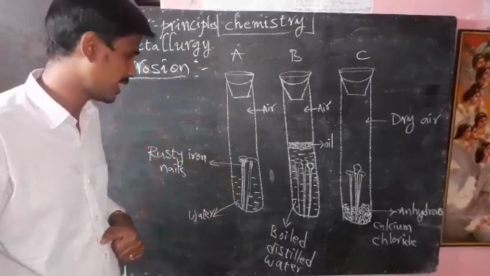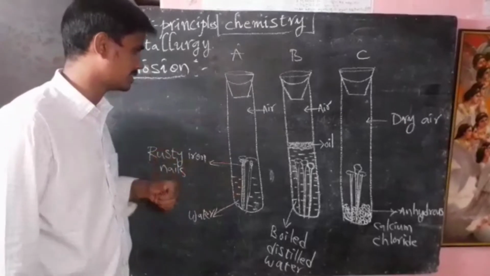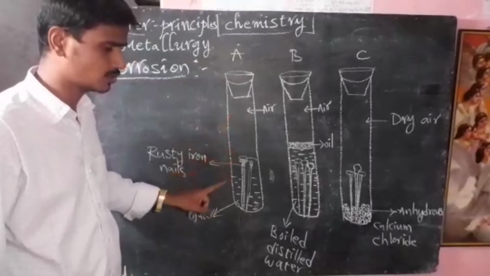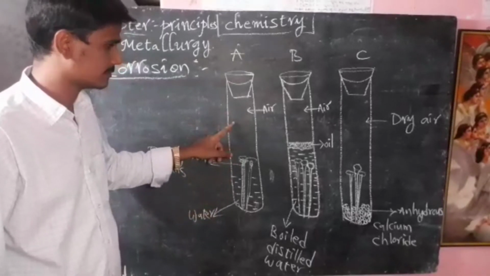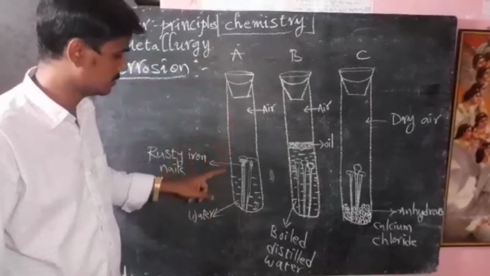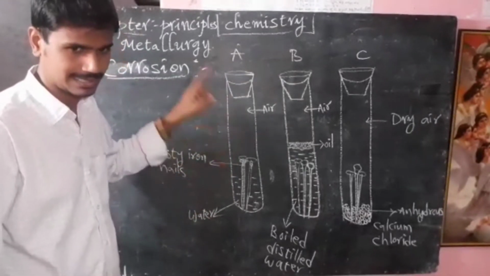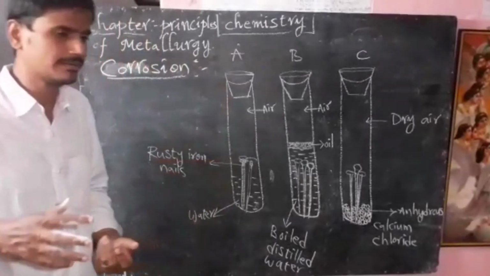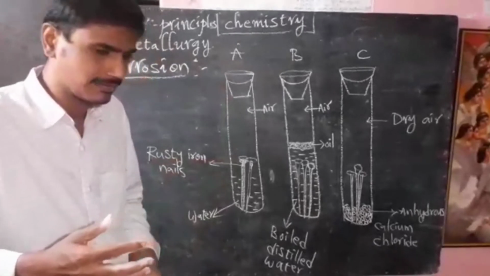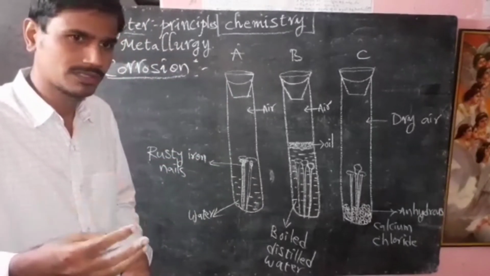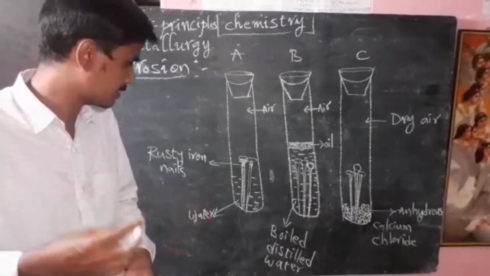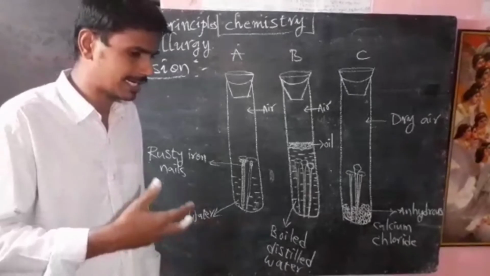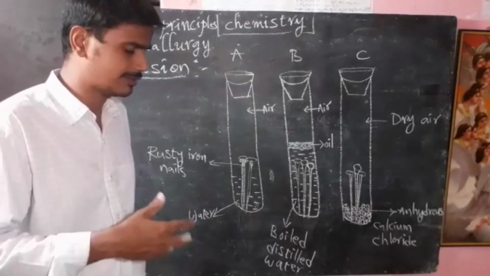So what is the reason behind that? The main reason is that air and water are there. Air and water are needed for iron to get rusted. Iron generally gets rust in the presence of oxygen and in the presence of water. Then only it will get rust.